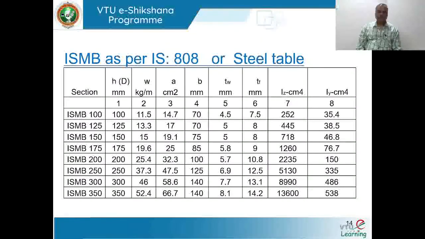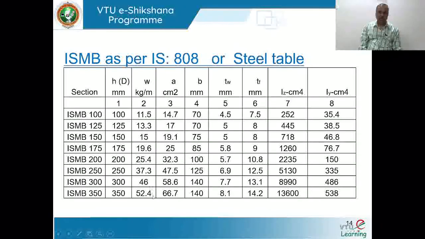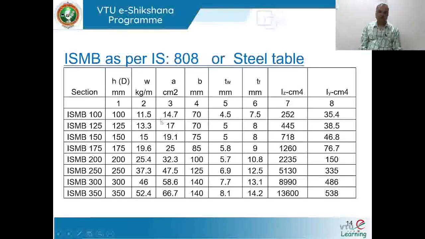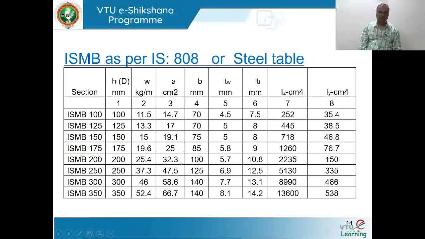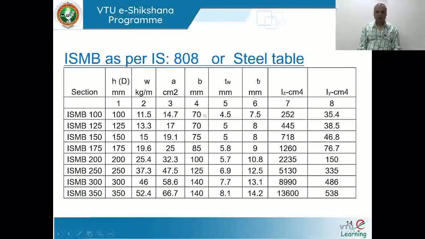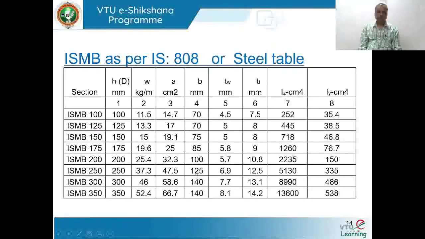What happens to the cross-sectional area? The cross-sectional area also increases as the depth increases. Depending on the cross-section, we will be able to identify an appropriate cross-section for resisting the tension or the compression. In the design of tension member and compression member, this property, cross-sectional area, plays a very important role. You can also make out the width of the cross section. As the depth increases, the width also increases proportionately, and the thickness of the web and thickness of flange also increase as the depth of the beam increases.